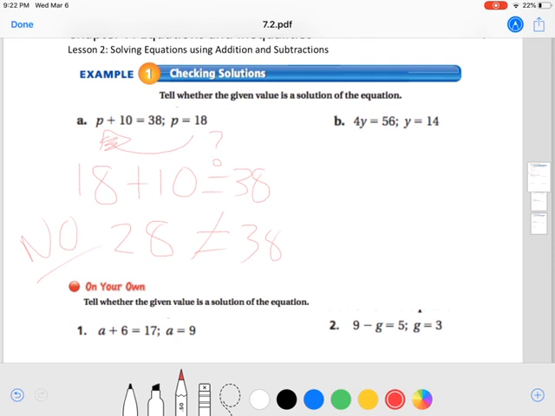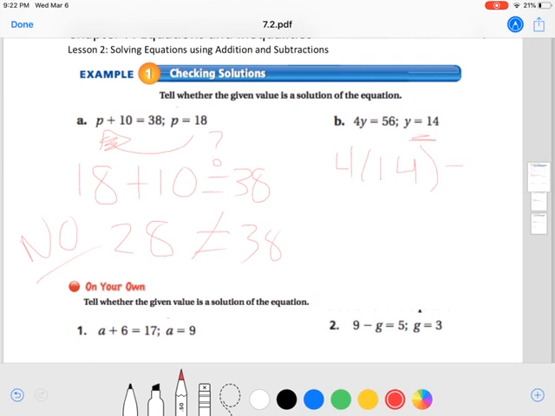4y equals 56. And hopefully you guys remember from yesterday and even from our earlier units, whenever we have a number right next to a variable, this means to multiply. So what B is saying is 4 times y equals 56. Now we want to see if 14 is a solution. So I'm going to plug in 14 for y here, and you can either do this with parentheses or you can do this with the multiplication sign, either one.